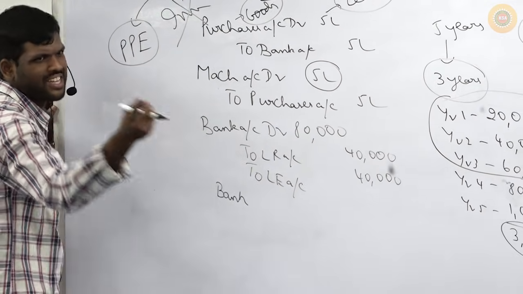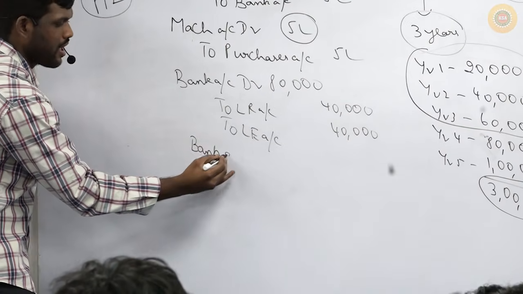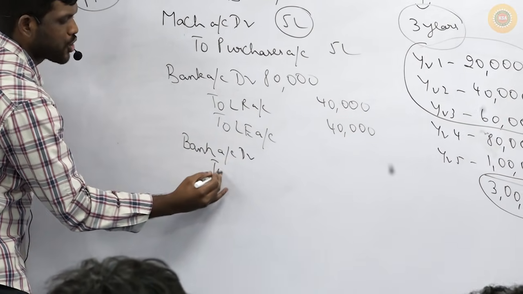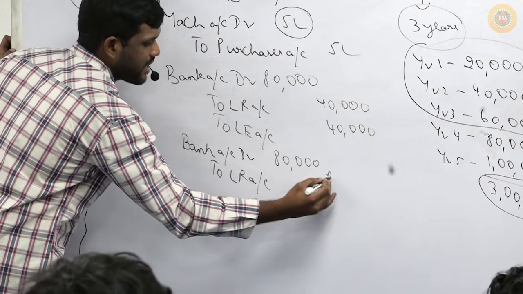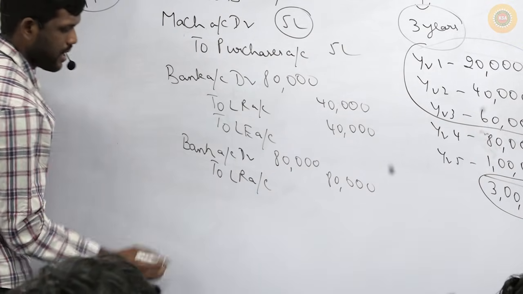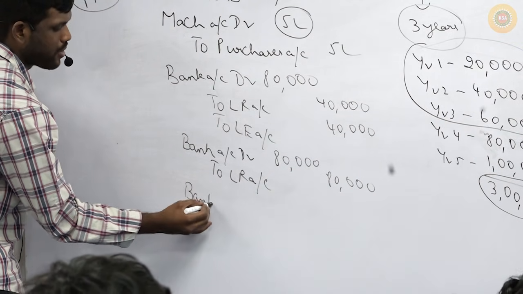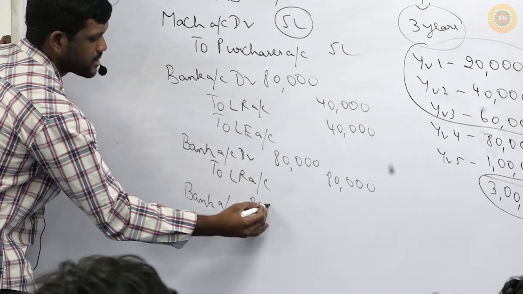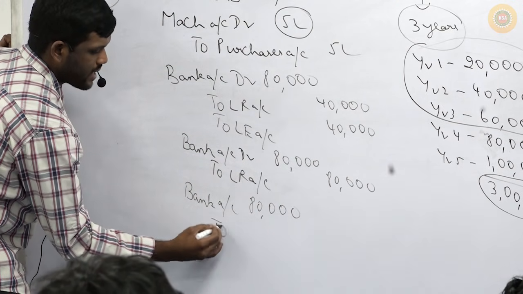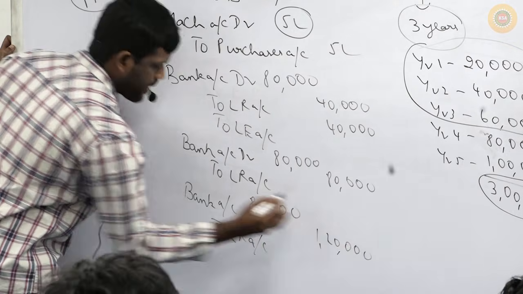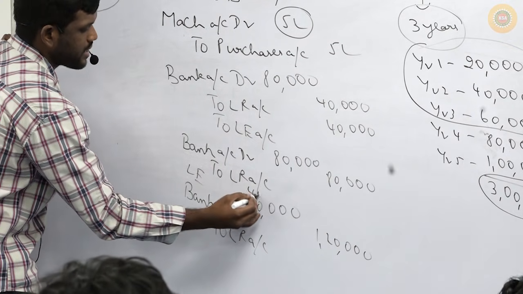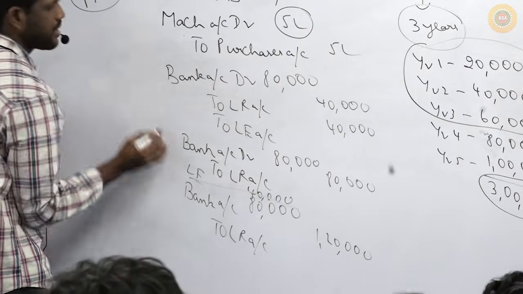On the P&L transfer entry, you know I did not pass it. Okay. Bank account debit 80,000 to lease rent, and last year bank account debit 80,000 to lease rent account 1,20,000, debit lease equalization 40,000, this one.